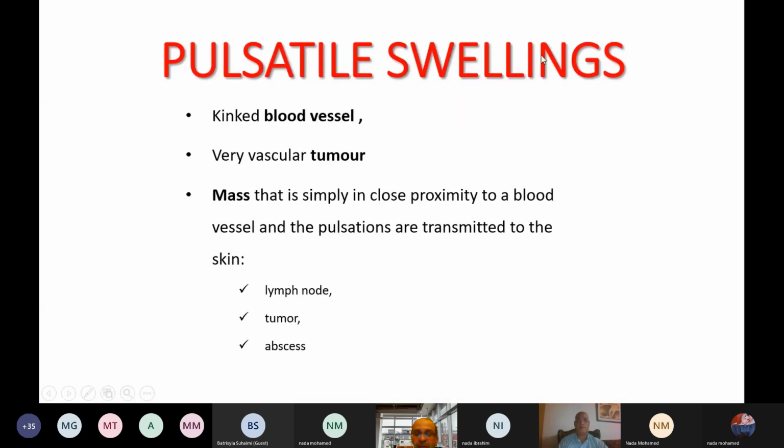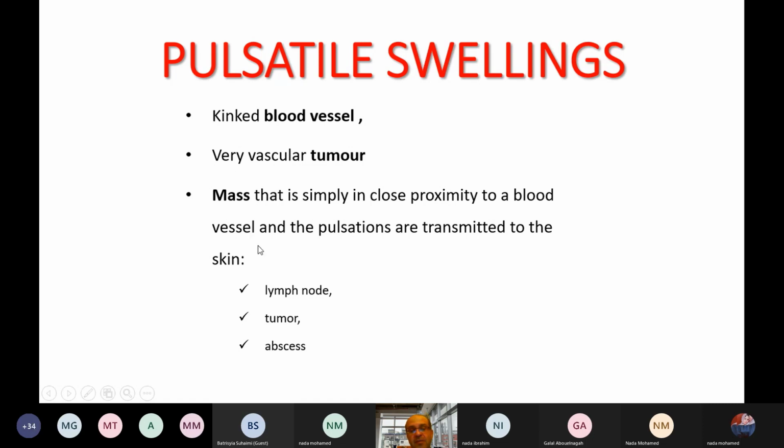Yes. Pulsatile swelling. It is the introductory part for aneurysm. Whenever you see a swelling which is pulsating, you have to think that you may have a normal blood vessel, but it is kinked. You have an extra length of the blood vessel, so it is kinked, so it bulges from the skin and appears as if you have a pulsatile swelling. This is one of them. You may have a tumor, just as a cancer thyroid, for example, or a very vascular tumor that may appear pulsating.